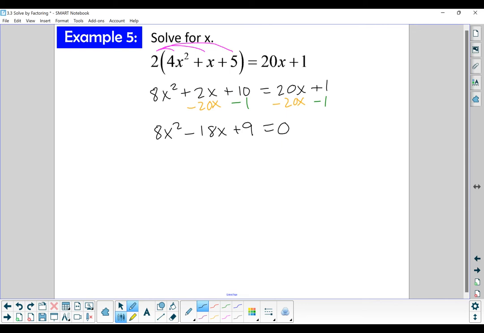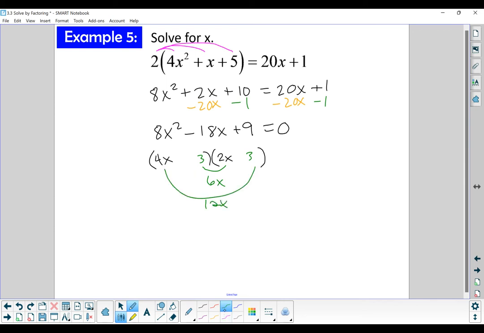Okay, well, on this one, I do not see a common factor. So 8 is 2 times 4, but 9 is 3 times 3. They don't have anything in common. I think it's most likely that 8 is going to be a 4x and a 2x. We have to get an 18. So if we throw 3's in, what does that give us? 6 and 12. Yep, that did it.